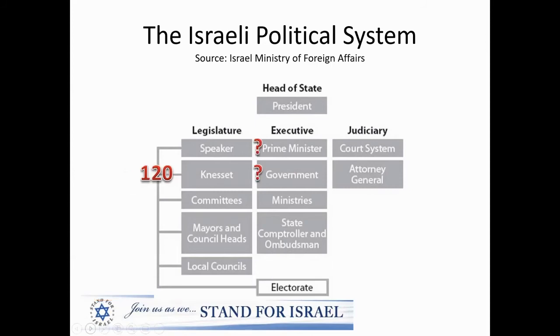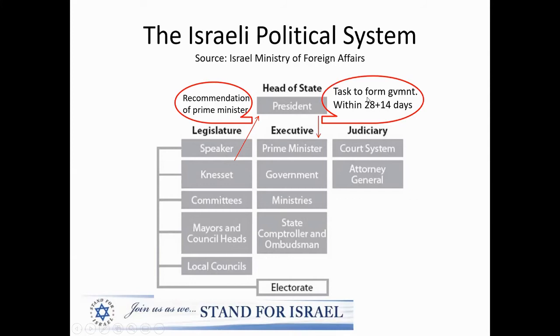So the first step is these 120 that were elected, because we didn't elect a prime minister or a government in these elections. It's not what the voter decides. All the voter decides is who are these 120. So these 120 go to the president and tell the president who they think should be the prime minister. The one that gets the most votes from these 120, the president invites that person over and tells him, I give you a task to form a government within 28 days.